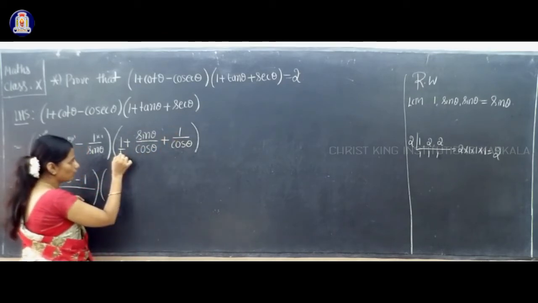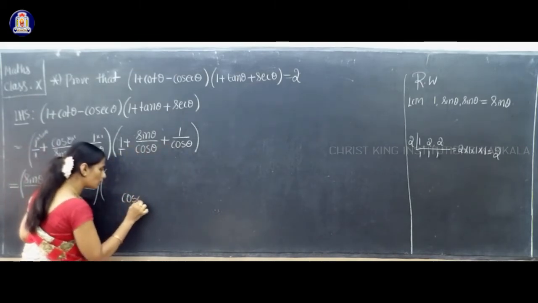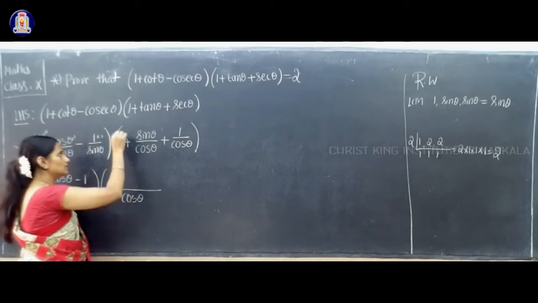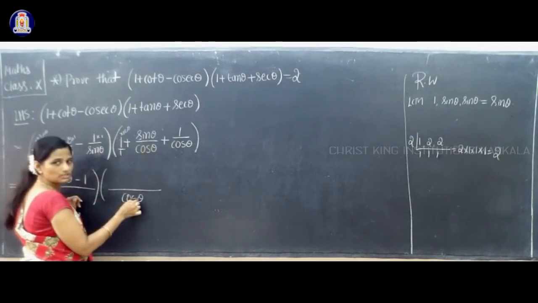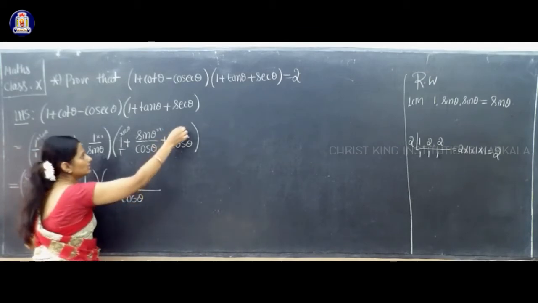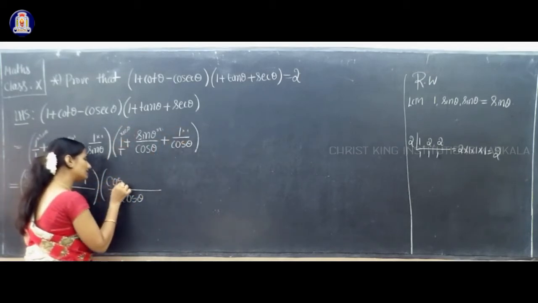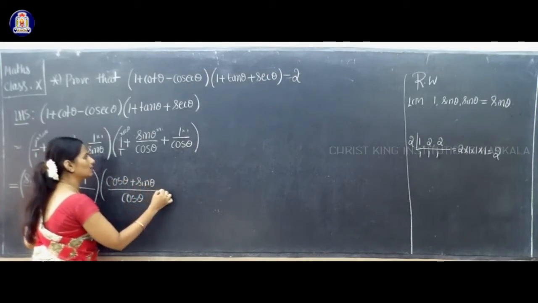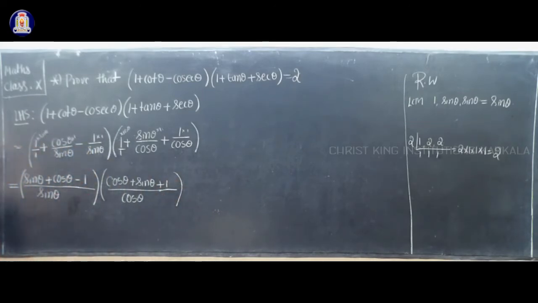Again the LCM of 1 and cos theta is cos theta. 1 into cos theta is cos theta. Cos theta how much is cos theta? Once. So 1 into cos theta is cos theta, plus sin theta into 1 is sin theta, plus 1, right? Now how to simplify this one?